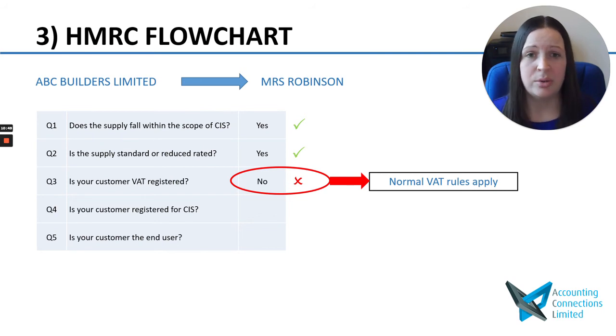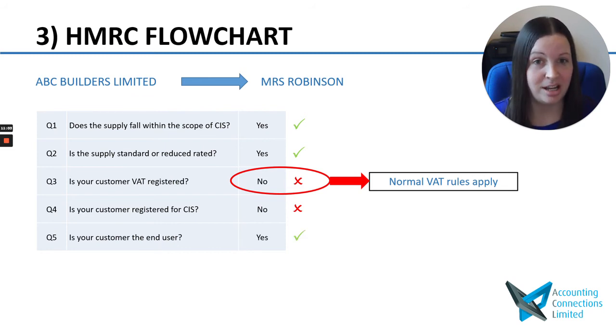This is where you would need to stop in the flowchart. There's no need to continue going on, but for completeness I'm going to carry on. Is your customer registered for CIS? No, she's not, in which case normal VAT rules would apply. Is your customer the end user? Yes, she is. Again, normal VAT rules apply.